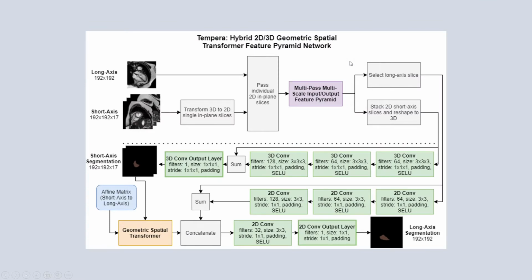Now we can see an overview of our proposed model, Tempera. The network takes as input the short axis and long axis images, then we pass each single 2D in-plane slice from the views to our proposed feature pyramid that we will explain in more detail shortly. Following, we reconstruct the views such that we obtain again the 3D short axis and 2D long axis images, which are then passed to their respective convolution branches to predict the right ventricle segmentation. Here, we also utilize another component, the geometric spatial transformer, which is a non-chainable differentiable component.